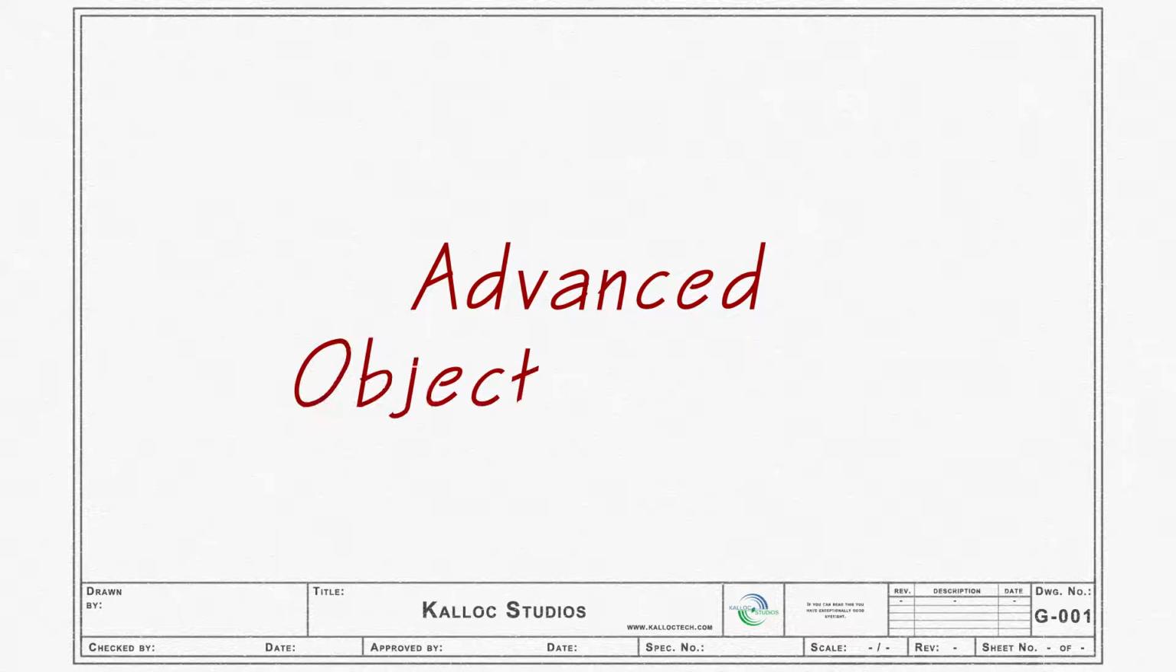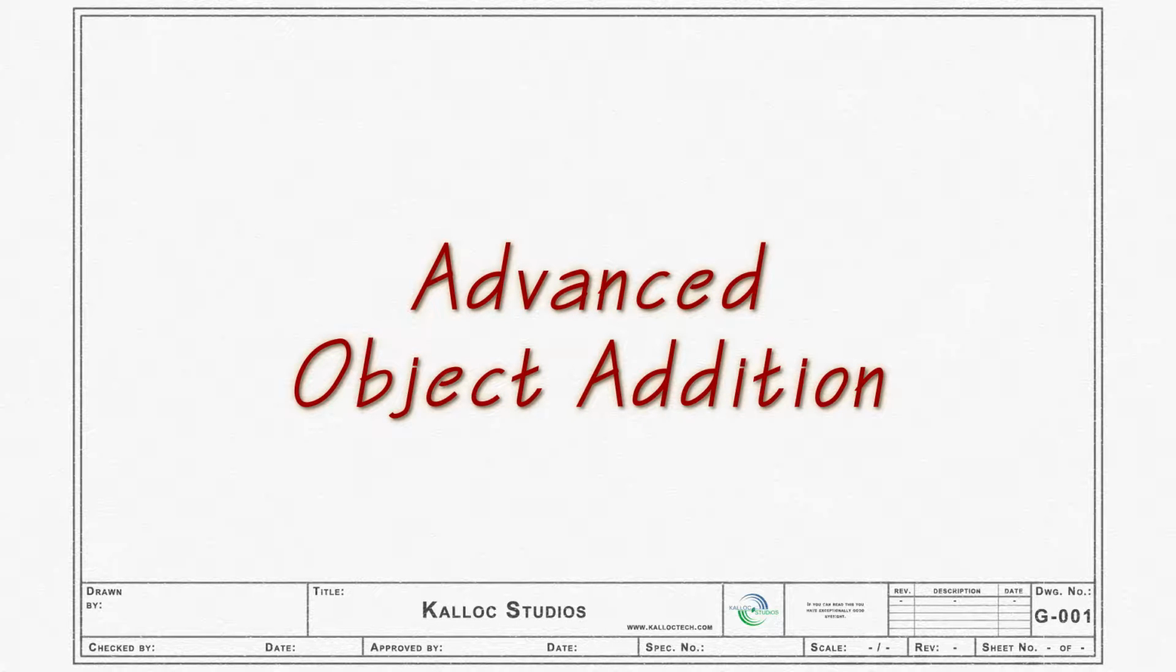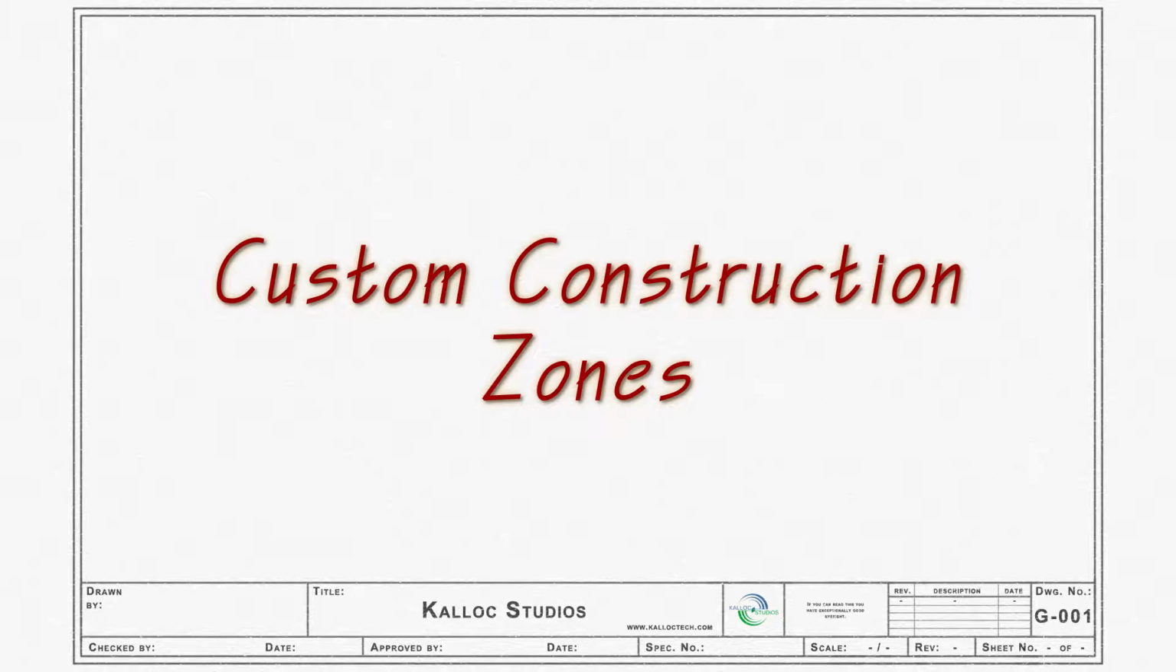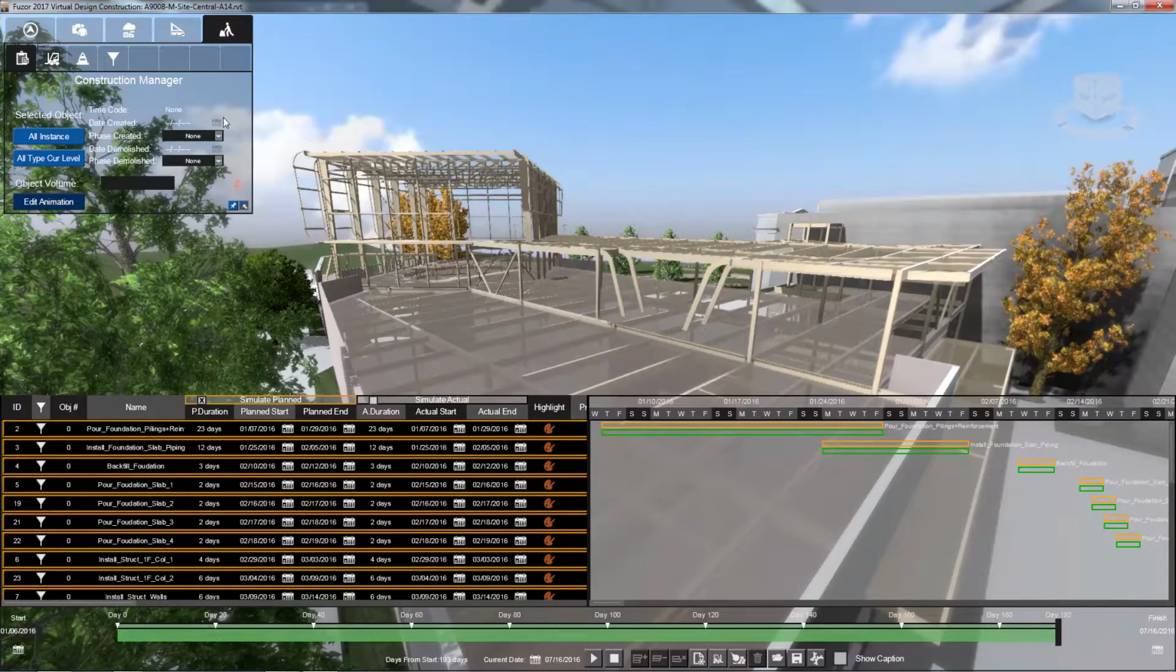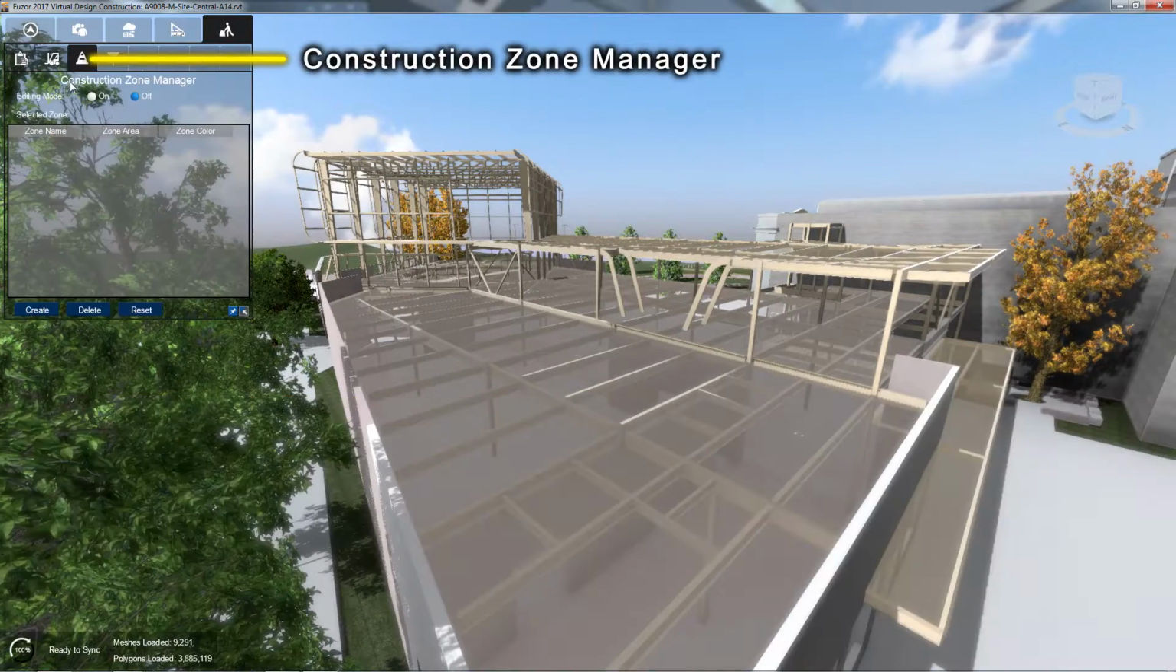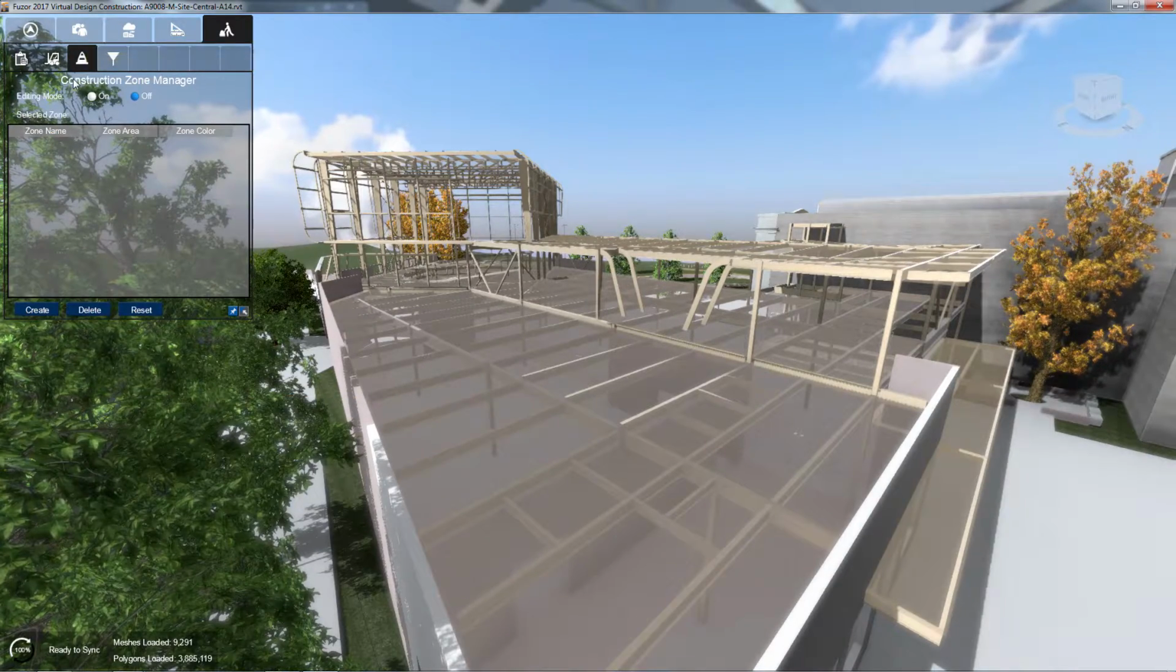In the Construction Filter Manager tutorial, we referred to filtering by custom construction zones. In this tutorial, we will look at how to create those zones. To establish a custom construction zone, navigate to the Construction Zone Manager tab.